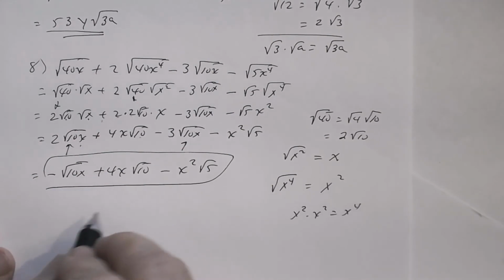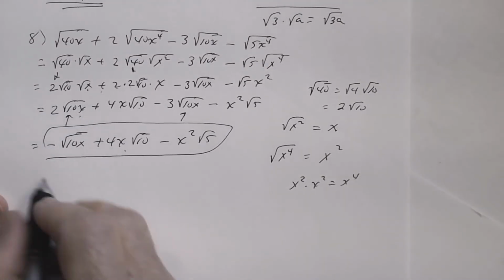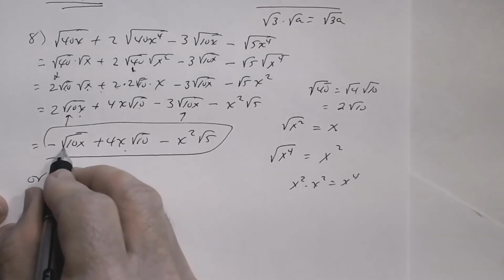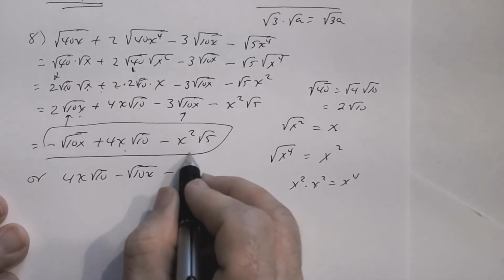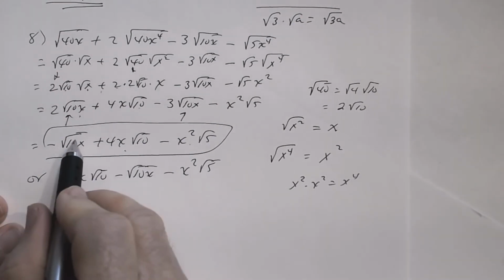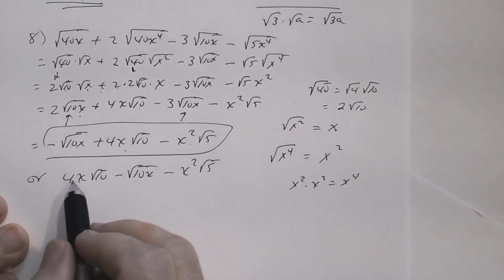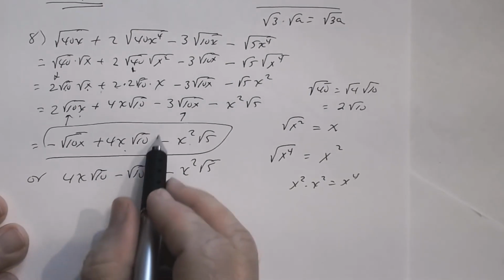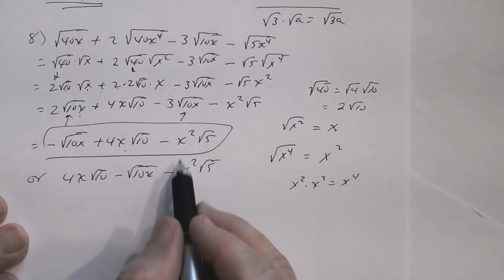And again, you could rewrite this in any order, by the way. So if you want to put this first, you can. So you can say 4x squared root of 10. If you want to put this second, you can, minus square root of 10x. And then you can put this last. Or if you want, you can put this first, this second, this third. You see there are multiple ways of writing the answer as long as you write the terms correctly. Okay? So just make sure that if you put this first, it's positive. If you put this second, you write as a subtraction, and so on.